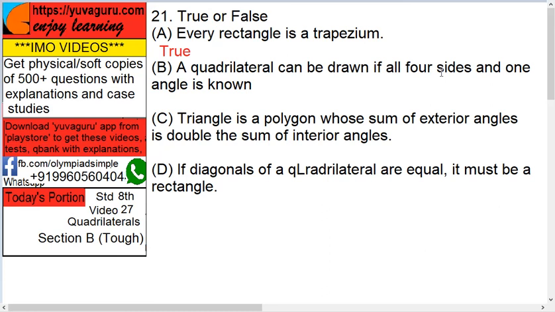Next is state true or false. Every rectangle is a trapezium. What is the condition of a trapezium? One pair of opposite sides is parallel. So one pair should be parallel.